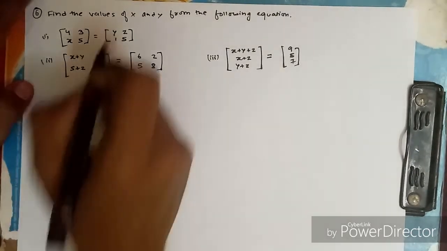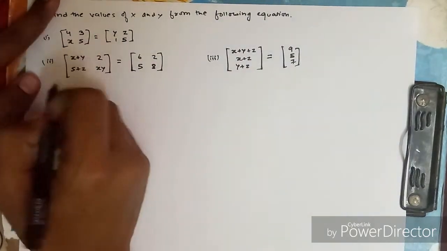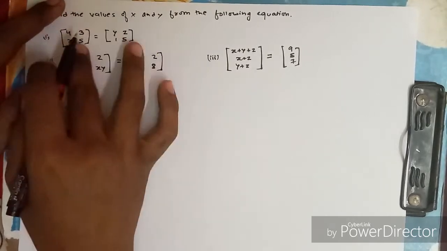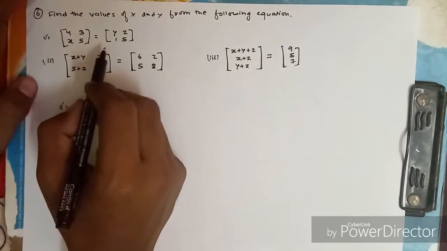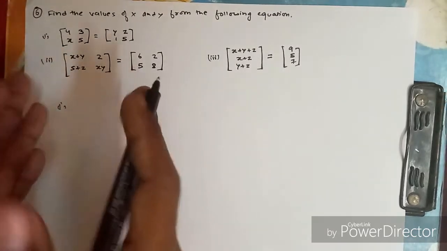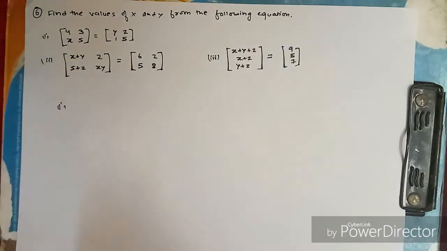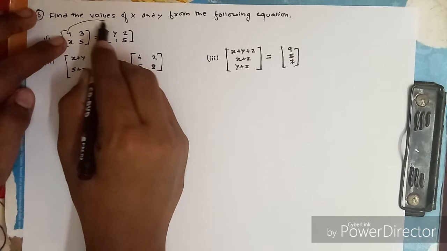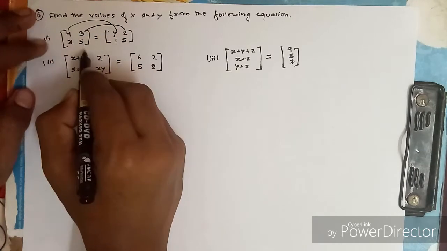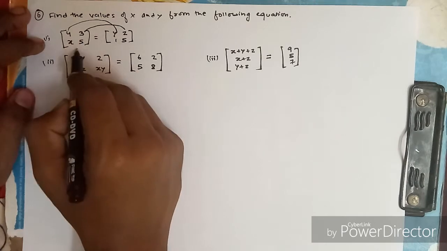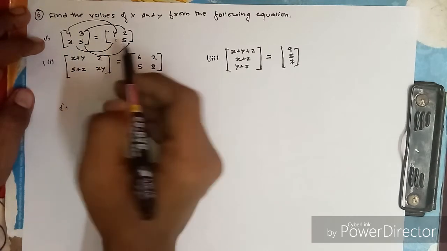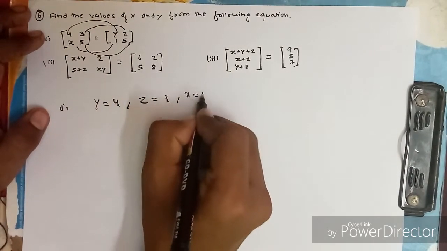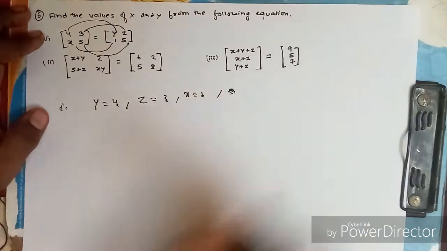Okay, so the next problem says find the values of x and y from the following equation. So let us do number one. We know that for equality, these two matrices are equal. For two matrices to be equal, they must have the same order, and they have the same order itself. So we can easily equate them: y equals 4, z equals 3, x equals 1, and 5 equals 5. So we don't have to find anything more.